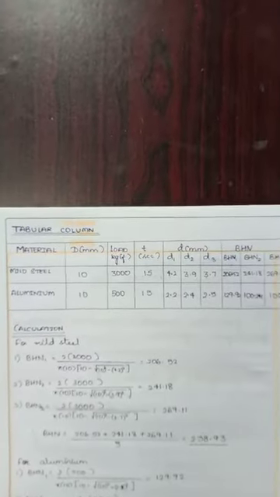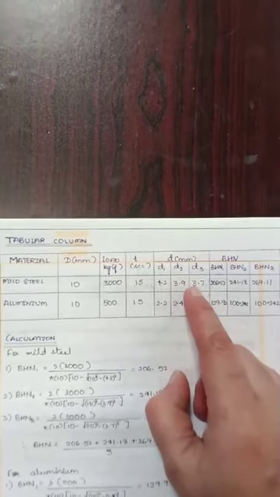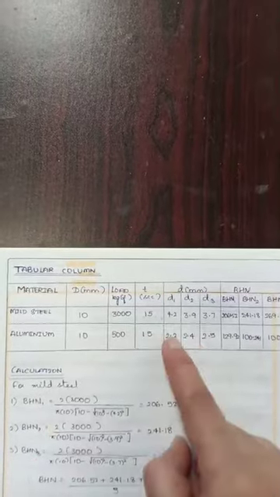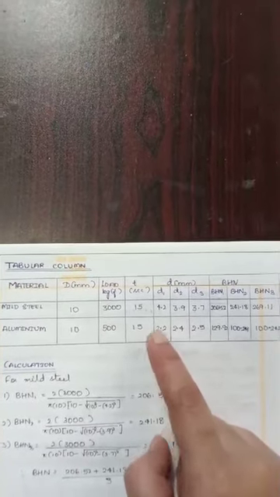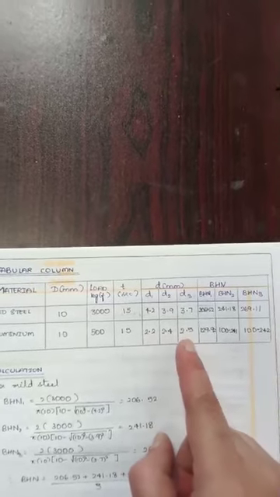Here the diameter of the impression we get is 4.2. Then d2 is 3.9 and 3.7. We have to observe three times. This diameter is for mild steel. Now we have done aluminium. For aluminium, the diameters of the impression are 2.2, 2.4, 2.5.